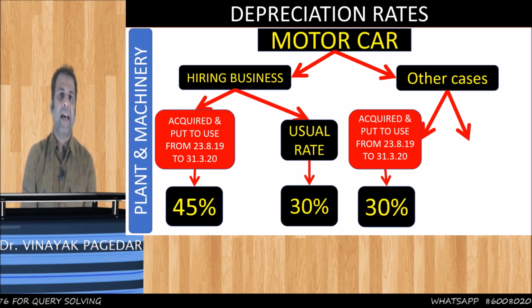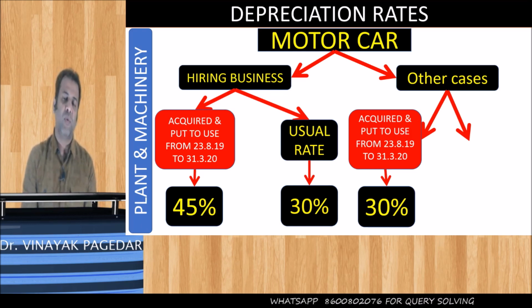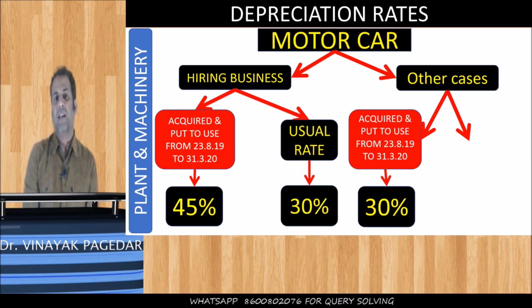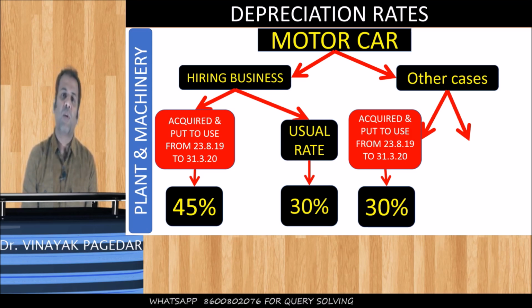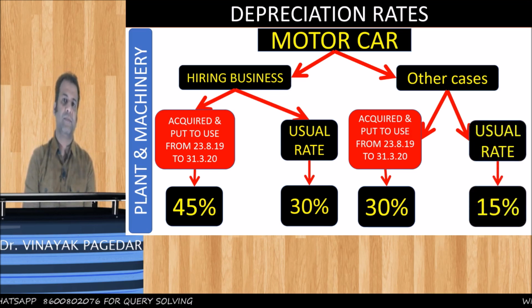But the same way as this 15% increase was given to the people who use the car in the hiring business, similarly other businesses were also told that, look, if you're buying a car for the purpose of your business, then if it is purchased on or after 23rd of August, then we will give you 30% instead of 15%. Let me take an example.